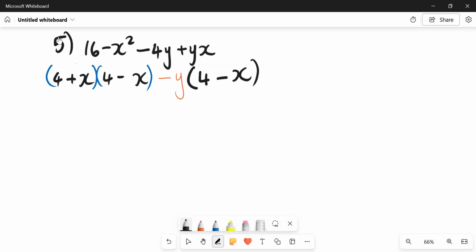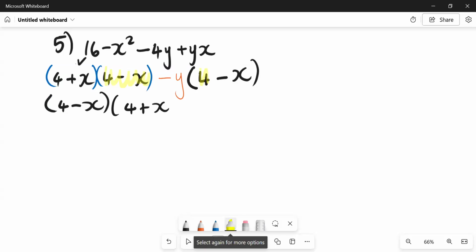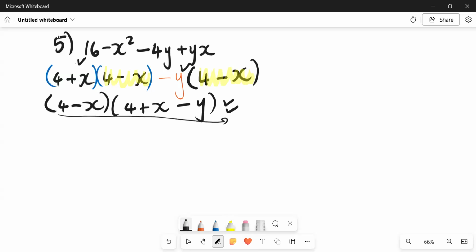Perfect. So now we've created our own common bracket, 4 minus x and 4 minus x. I'm taking out the common bracket of 4 minus x here. I'm left with 4 plus x. So that you don't confuse yourself, just cancel the 4 minus x. Now I'm left with this minus y. Then it's fully factorized, and you get your full marks without even struggling.